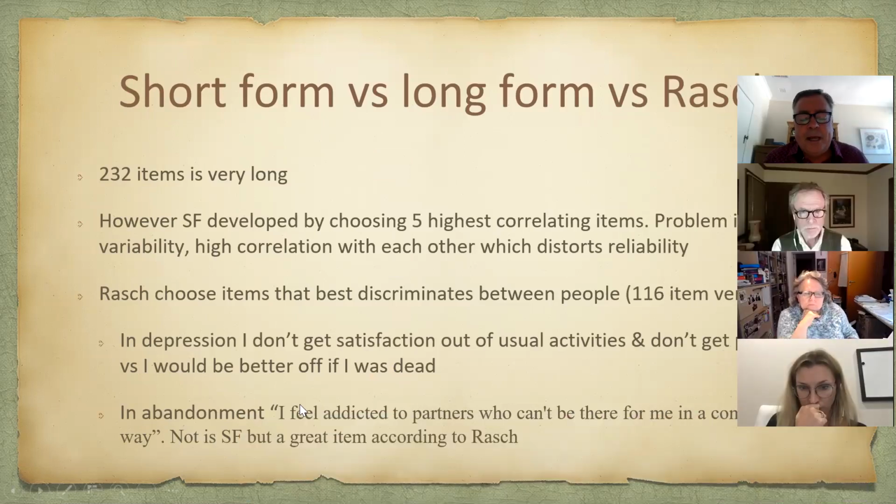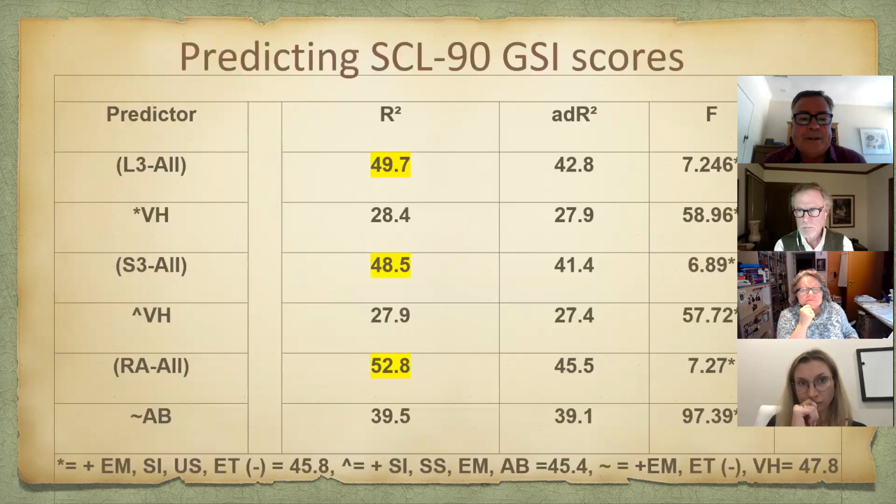So it's kind of interesting. The best Rasch item to distinguish abandonment from the long form is this one here: "I feel addicted to partners who can't be there for me." That item statistically differentiates best between people who have abandonment and those who don't. It's not in the short form, so it's sort of interesting. According to Rasch, this really does nail something about abandonment.